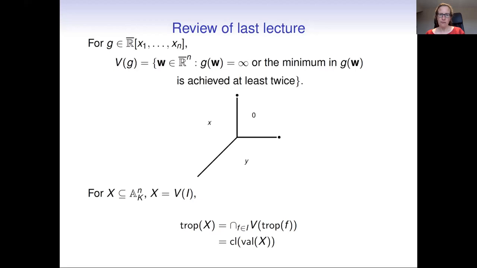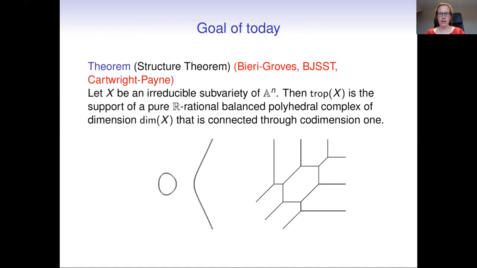What are we doing today? Goal of today is the structure theorem. So that's the idea that tropical varieties have a lot of combinatorial structure. So let me read it for you, but then most of the talk is actually going to be explaining the words in this theorem. So we're going to have an irreducible subvariety of affine space, A to the n. And then the claim is that trop X is the support of a pure R-rational balanced polyhedral complex of dimension, the same dimension as X, that is connected through codimension one. Okay. You're not expected to know what all of these things mean yet, but I'm going to spend most of the rest of the talk explaining them.